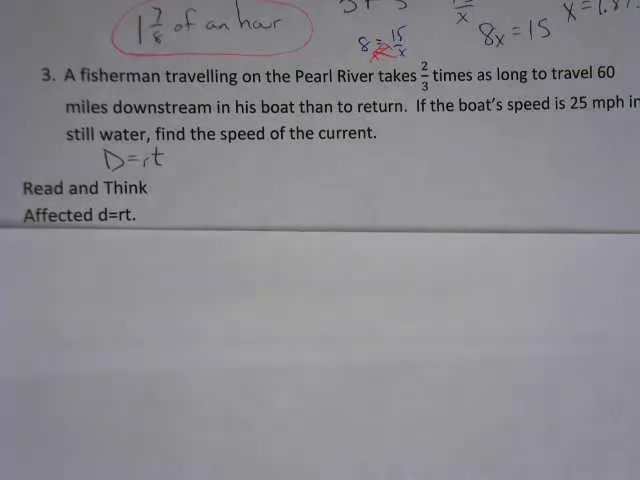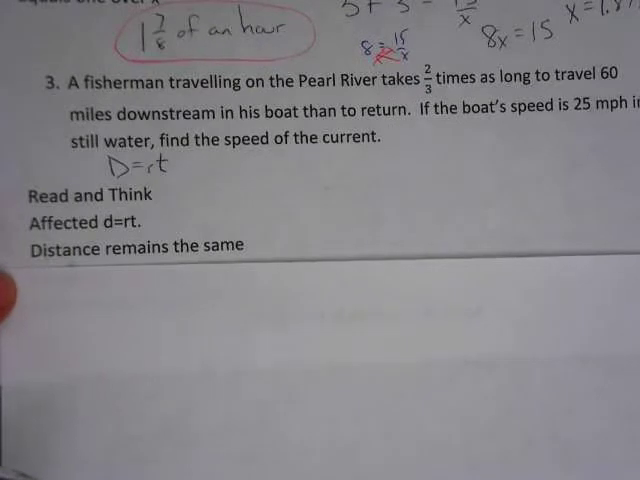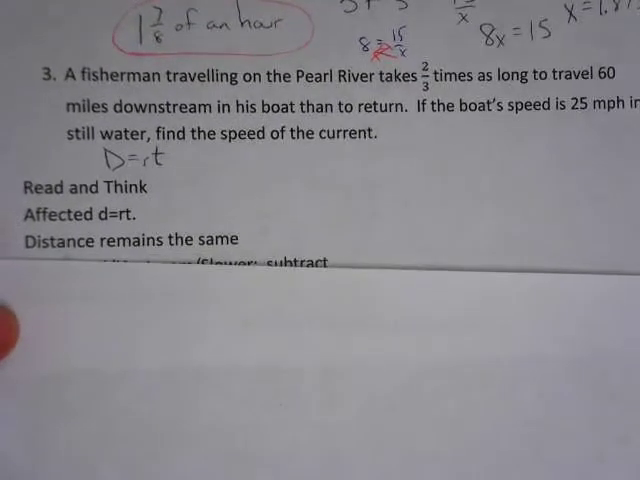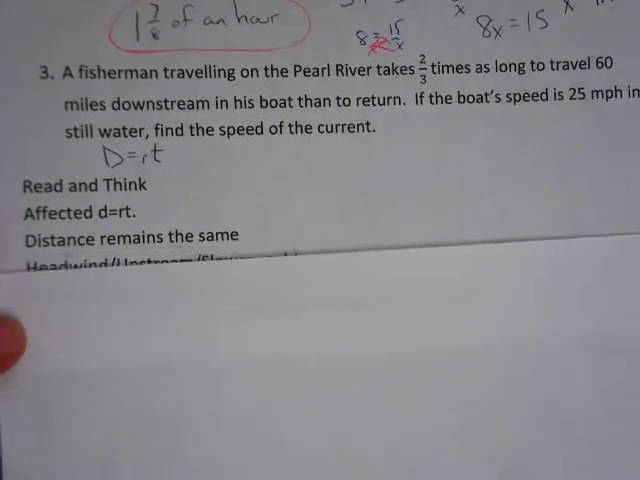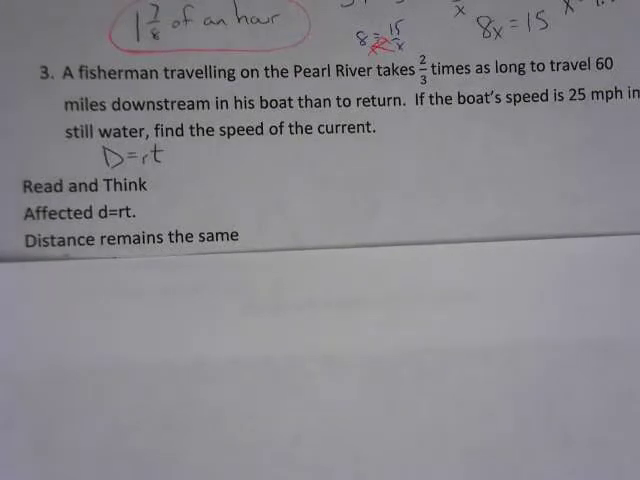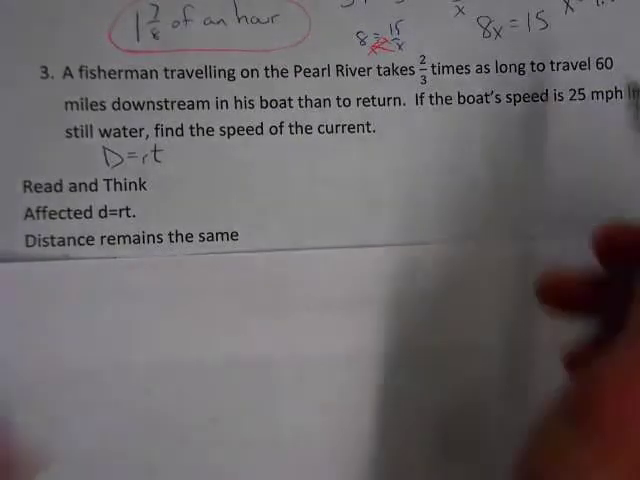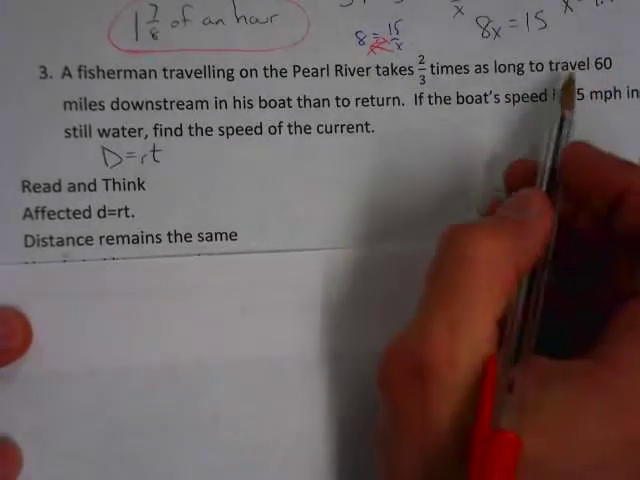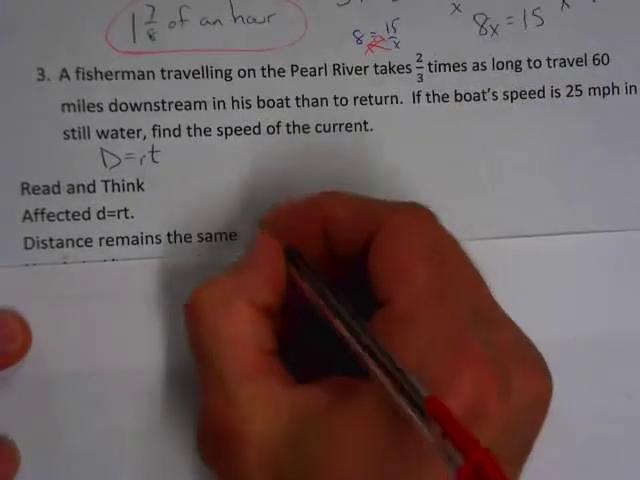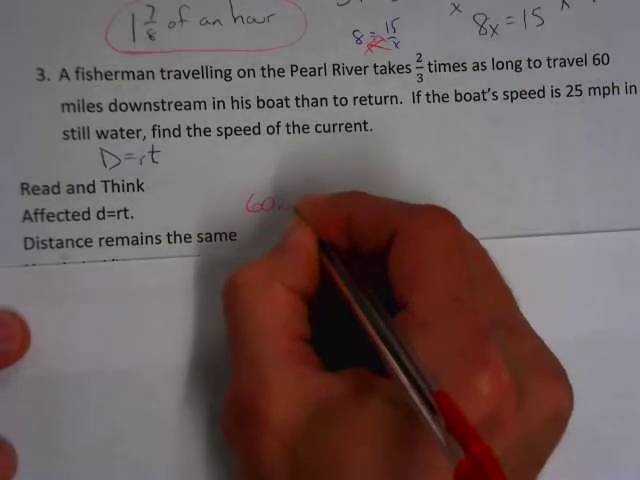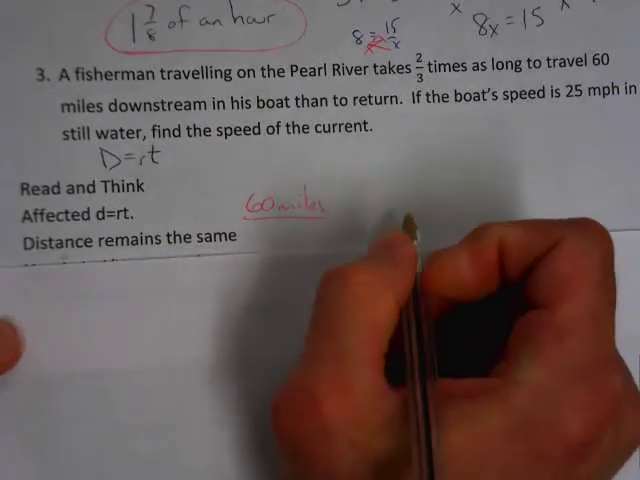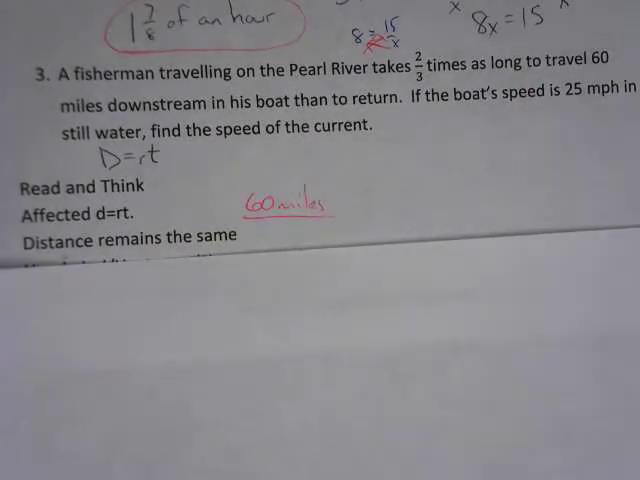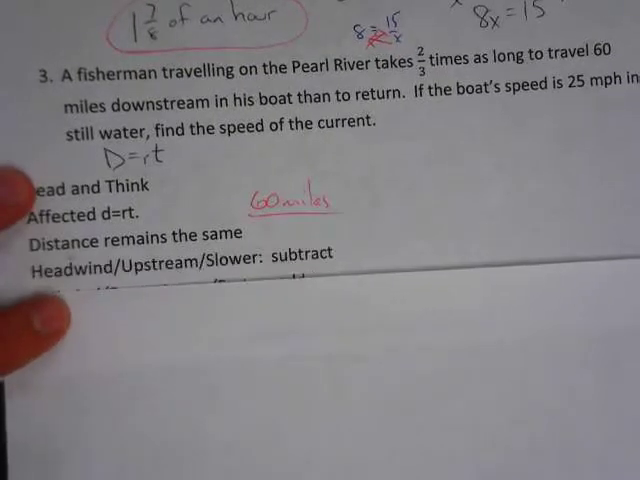We have two situations. We got downstream and upstream. Okay? Now the cool thing here is that the distance remains the same. So the distance downstream is the same as the distance upstream, which is 60 miles. Okay? So in this particular situation, the distance is remaining the same. It's 60 miles. So we're reading for that. The distance remains the same. It's 60 miles. The only difference is we have downstream versus upstream. So now we have to read to think what's going on.